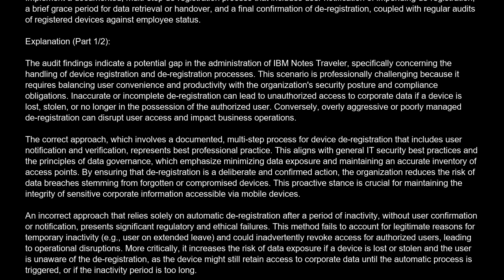More critically, it increases the risk of data exposure if a device is lost or stolen, and the user is unaware of the deregistration, as the device might still retain access to corporate data until the automatic process is triggered, or if the inactivity period is too long.